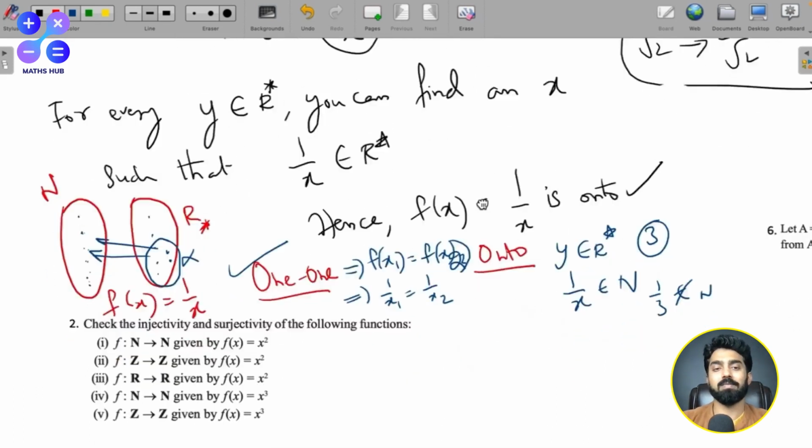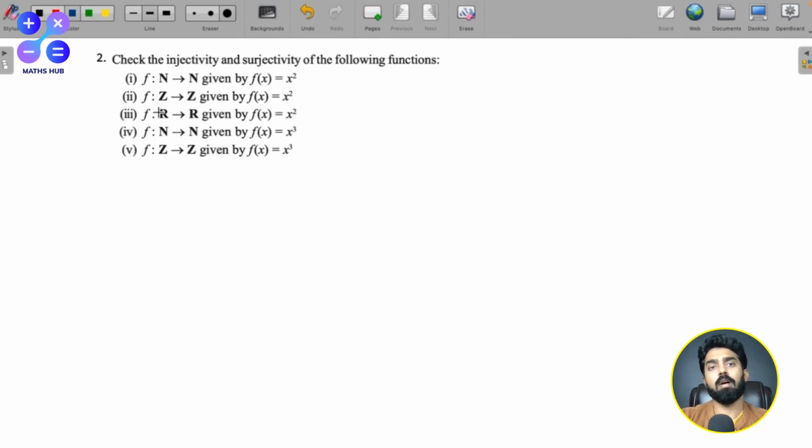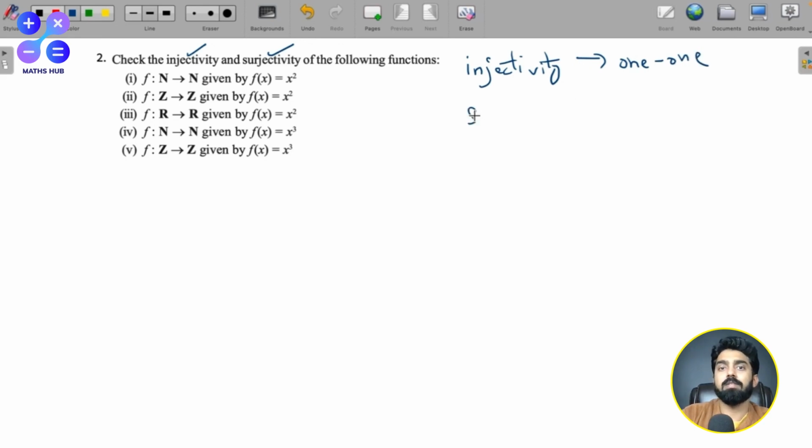Let's go to the next question. This question is asking us to check the injectivity and the surjectivity of the following functions. As we saw in the previous question, injectivity just means one-to-one function, and surjectivity just means onto.